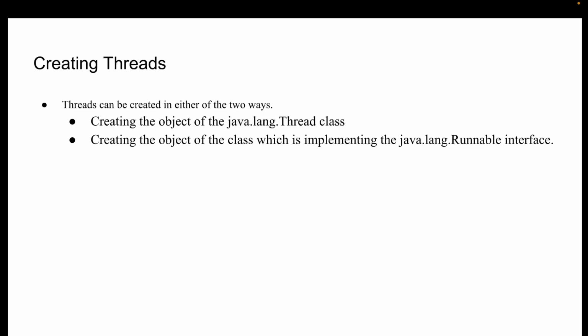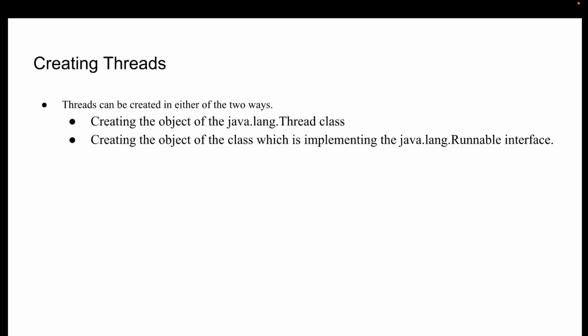So threads can be created in two ways basically. There are two fundamental ways in which threads can be created, and one way is extending the Thread class. You are aware that at the top of the hierarchy there is the Object class, and this Thread class extends from the Object class.